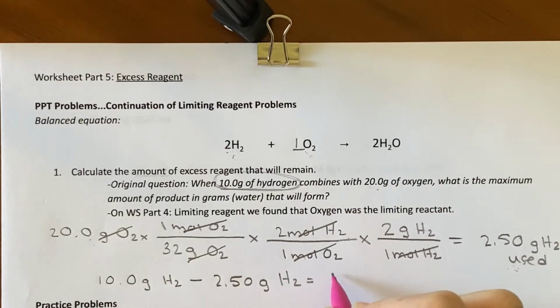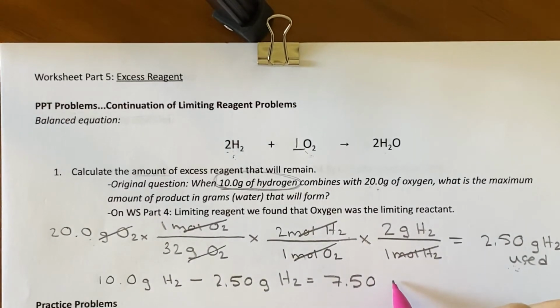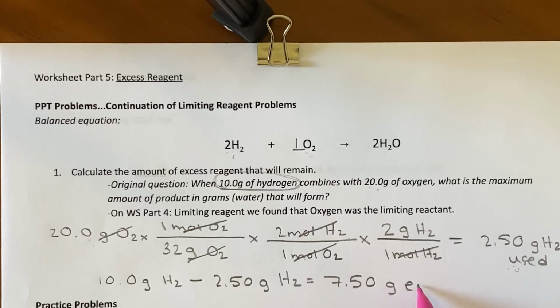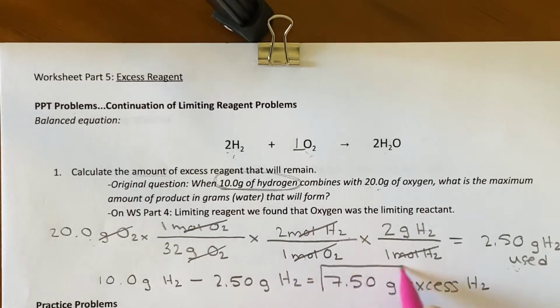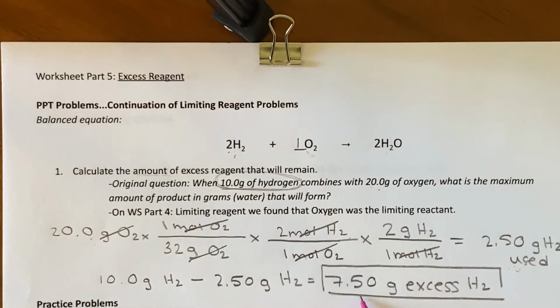If we subtract that out, we should find that we're left over 7.50 grams of excess hydrogen. This is what's left over. So when we say to calculate the amount of excess, our final answer here will just be 7.50 grams. So whenever we're working with an excess reagent problem, we always start with the limiting reagent and go to the excess reagent. So it looks very similar to what we did yesterday or the day before. The only difference is instead of going to the product in our final step, we're going to our other reagent.